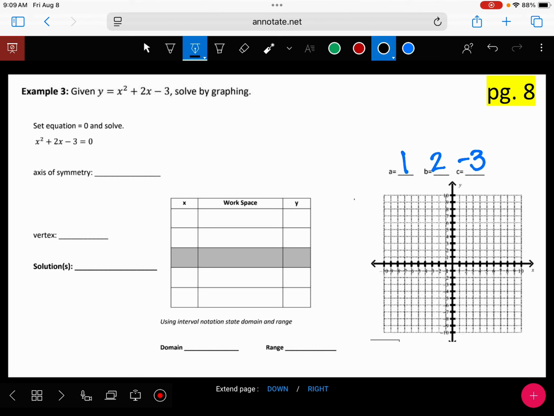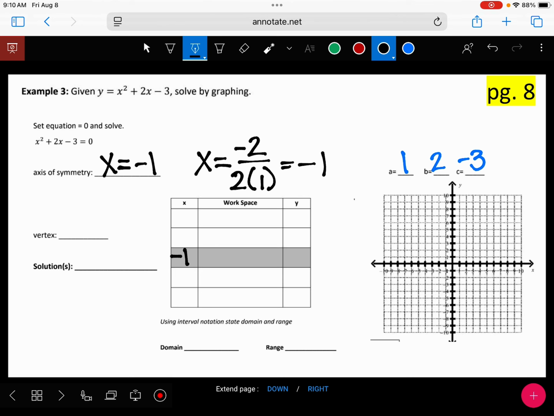So your axis of symmetry would be x equals the opposite of b. So B is positive 2, so I'm going to put a negative 2. Divide that by 2 times A. All right, here you go, Aiden. So negative 2 divided by 2 is negative 1. So x equals negative 1. That's my axis of symmetry. I'm going to put that right here.